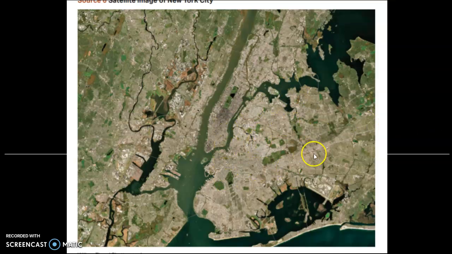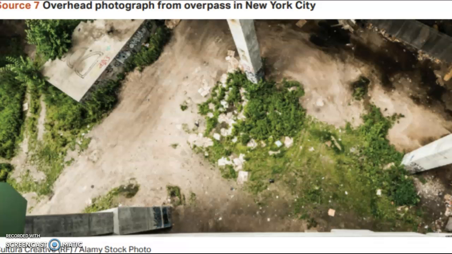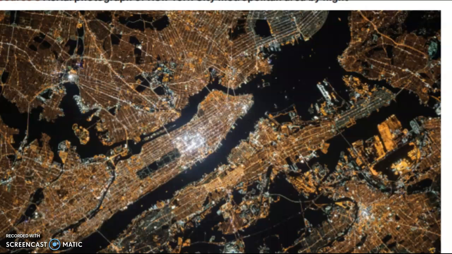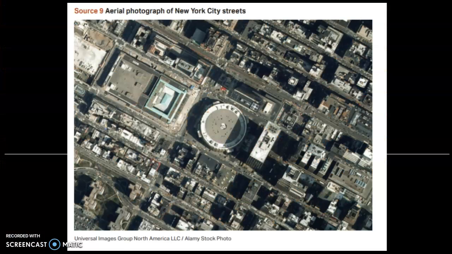In class, you will be seeing several maps about scale, so I just want you to get a preview. So this is of New York City, and it's from a satellite. This is from an overpass. Somebody took a picture in New York City on an overpass. So again, looking at scale. This is New York City at night, and this is an aerial photograph showing very specific information. This is another aerial photograph of New York City taken in the daytime. Again, we're going to be comparing scale.